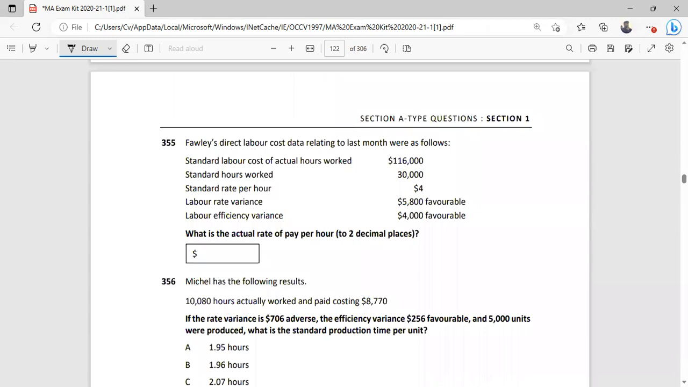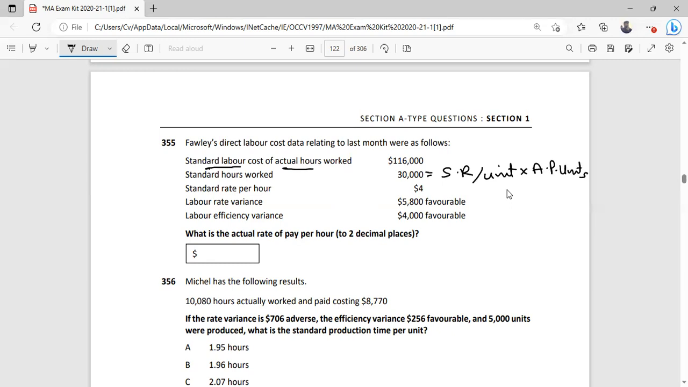Then the next question is the interesting one. Direct labor costs relating to last month were as follows. Standard labor cost for the actual hours worked. It means actual hours are multiplied with the standard labor rate per hour. Standard hours worked 30,000. Standard hours means standard hours per unit into actual production units. This is called standard hours.